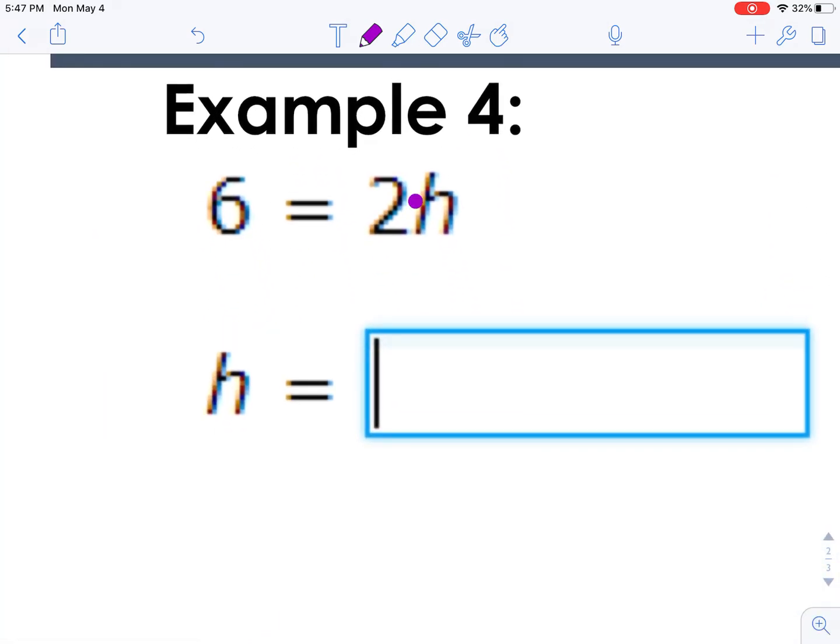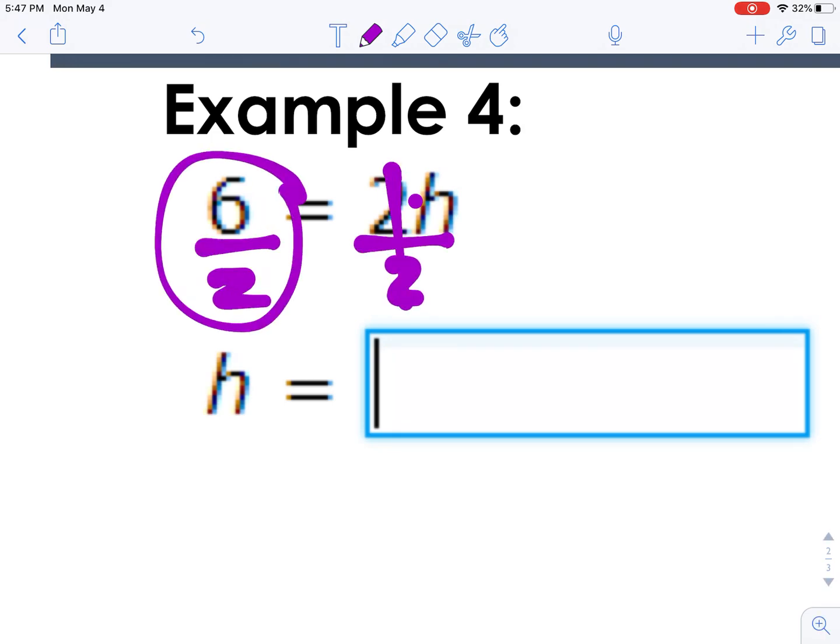Our operation is multiplication. To undo multiplication, you're going to divide. And so 6 divided by 2 is 3.